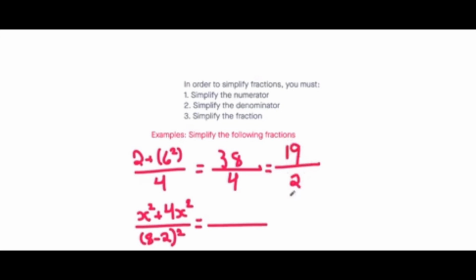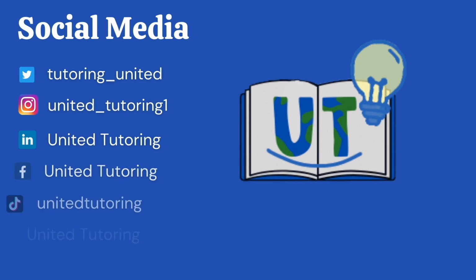Here is another example. x squared plus 4x squared is 5x squared. So we simplify that over here. And then the denominator says 8 minus 2 whole squared. So 8 minus 2 is 6, and 6 squared is 36. So that would be our final answer.